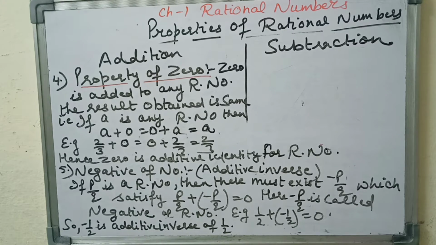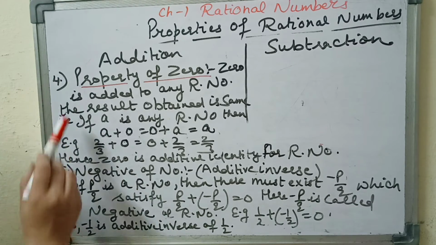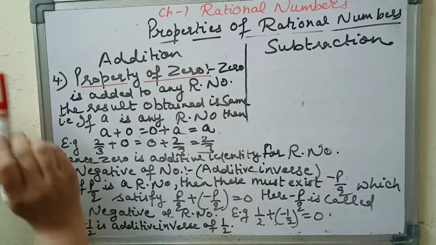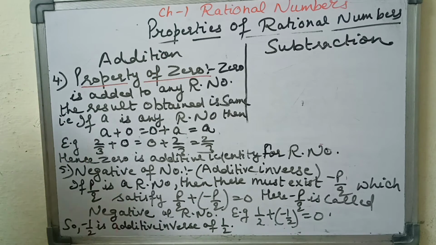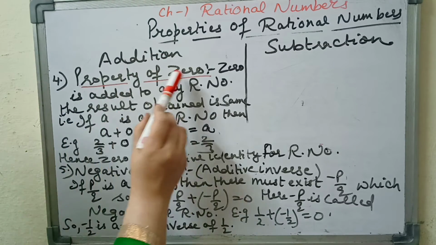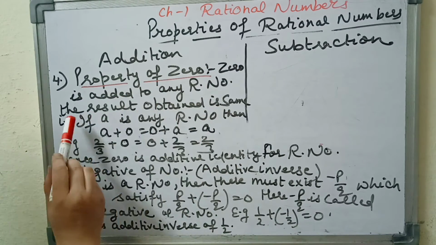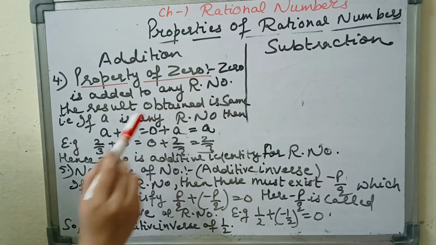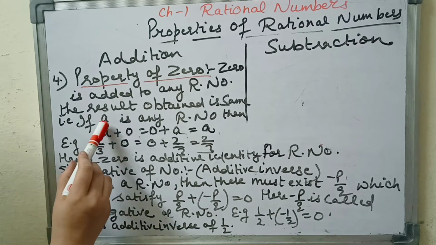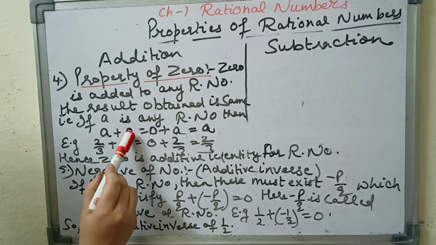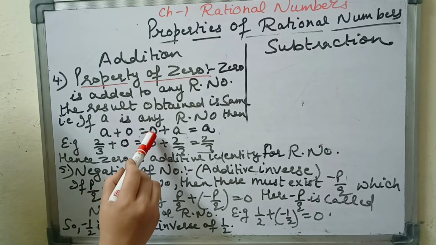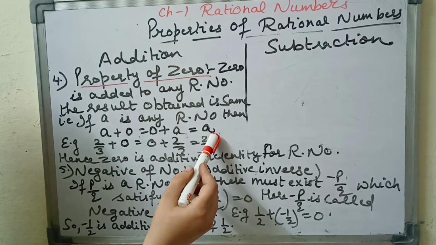Under addition, there are two important properties, that is property of 0 and another one is the negative of a number. Fourth one is your property of 0. According to this property, when 0 is added to any rational number, the result obtained is the same. That is, if A is any rational number, then A plus 0, or if you change its order, that is 0 plus A, you will always get the same result.